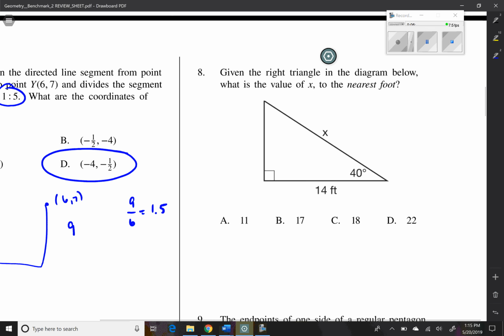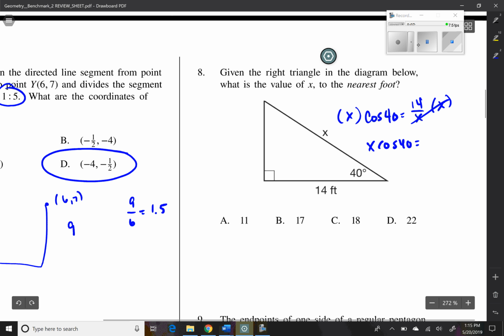Number 8 is another trigonometry question. So this is a cosine of 40. It's equal to 14 over x. I know a couple of you asked me in class what happens when the x is in the bottom. We did this in class. We multiplied both sides by x. So then we got x cosine of 40 equals 14.